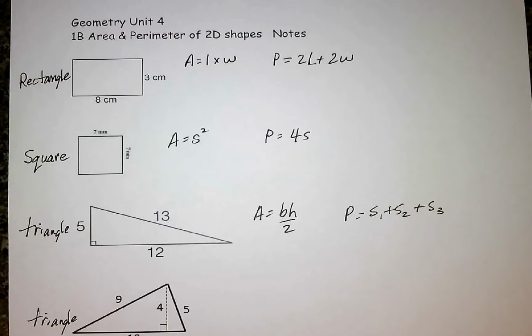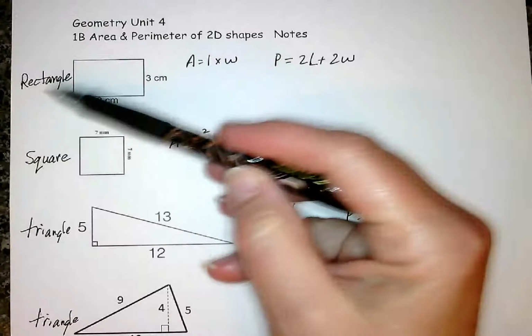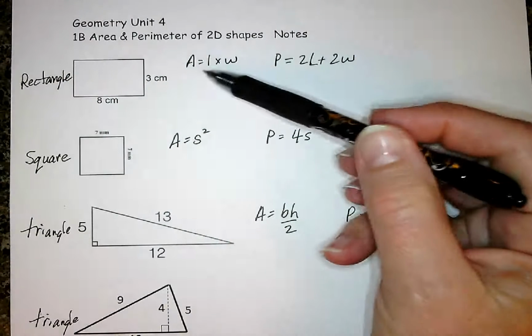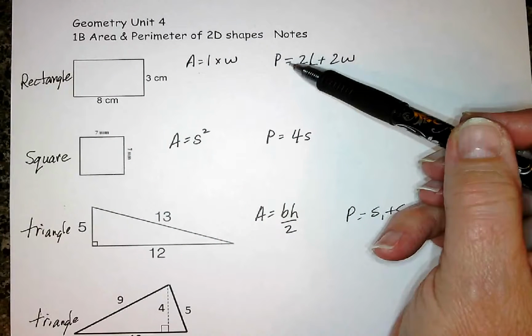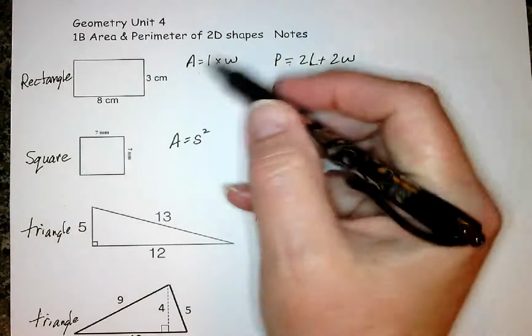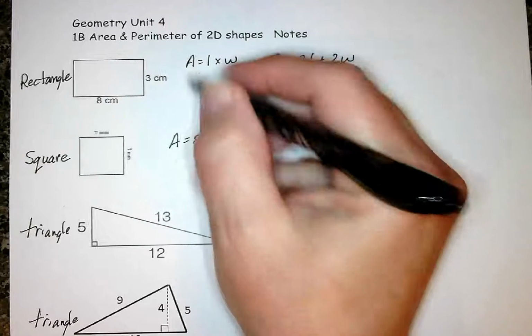We're going to do a few notes for 1B, the area and perimeter of just 2D shapes. I know you've been through this before, so I'm just going to quickly go through them to remind you. I've got all the shapes identified over here, and I've got the formulas for area and perimeter off to the side here. In each one, you want to make sure you can identify the parts that you need.